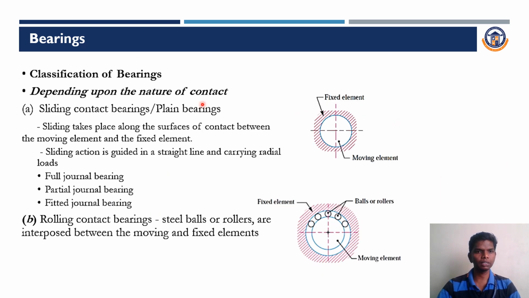The next classification is depending upon the nature of the contact. The first one is the sliding contact bearing and the second one is the rolling contact bearing. The sliding contact bearing is further classified into full journal bearing, partial journal bearing, and fitted journal bearing. So this diagram shows the sliding contact bearing, and this diagram shows a rolling contact bearing.